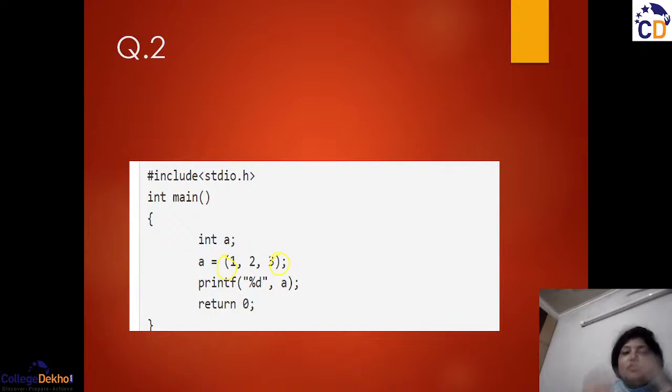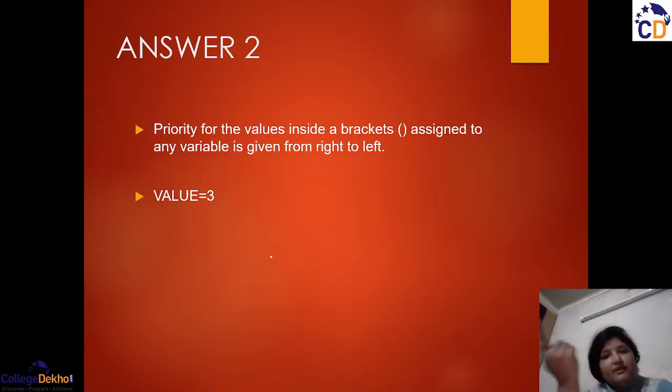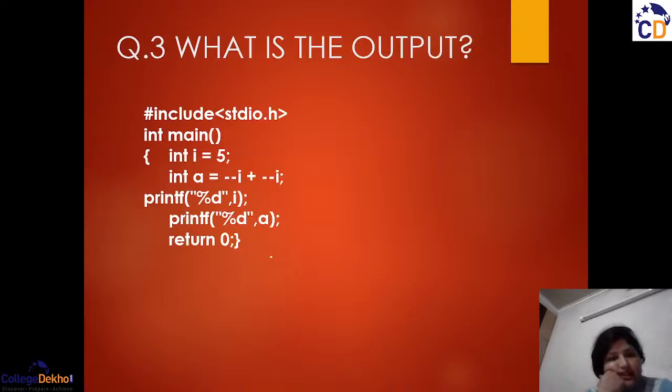So it is going to have like this. First of all, the bracket should be opened, and then right to left precedence will be followed. So the value that is going to be assigned to a variable a would be 3, right? Priority for the values inside a bracket assigned to any variable is from right to left. So on the right side we have the value 3, that means 3 is assigned to the variable a.